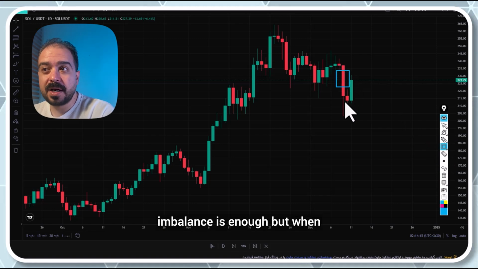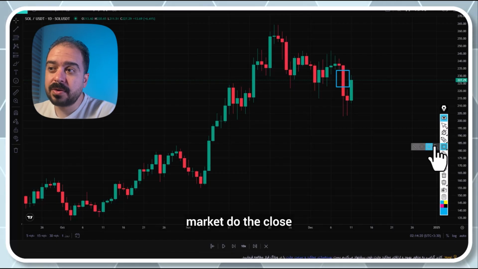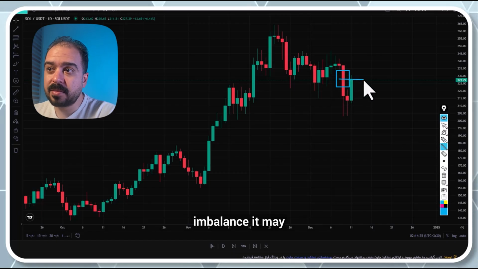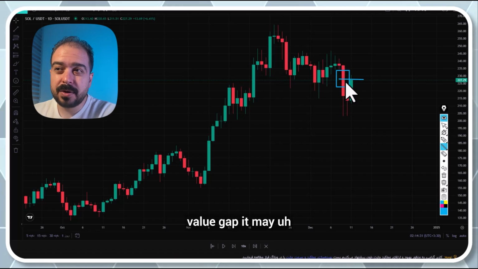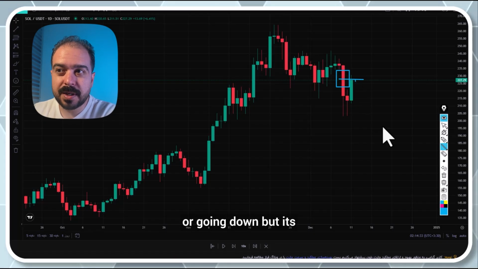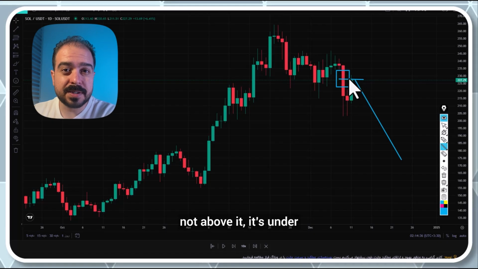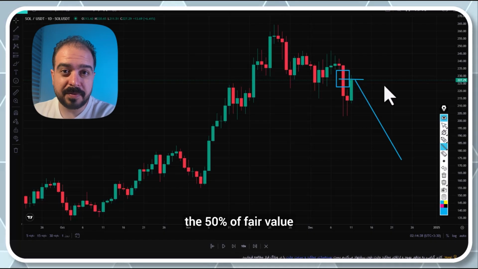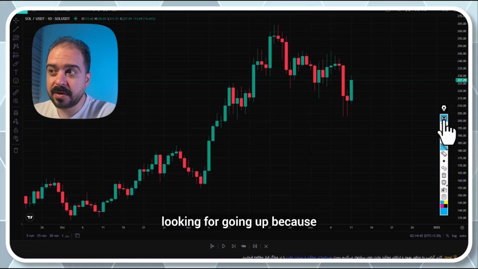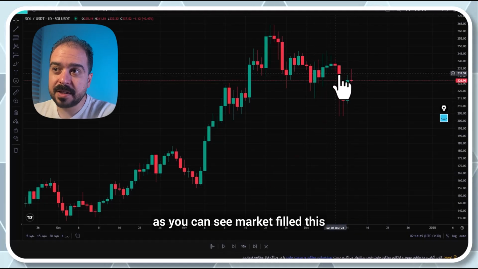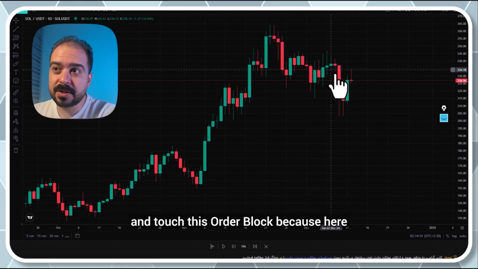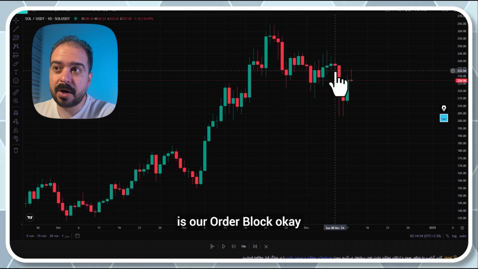Half of the imbalance is enough, but when the market closes above the half of the imbalance, above the half of the fair value gap, it may lose its probability for going down. But it's not above it. It's under the 15% of the fair value gap. So we are still looking for going up, because I think this candle should be touched. As you can see, the market filled this imbalance completely and touched this order block, because here is our order block.